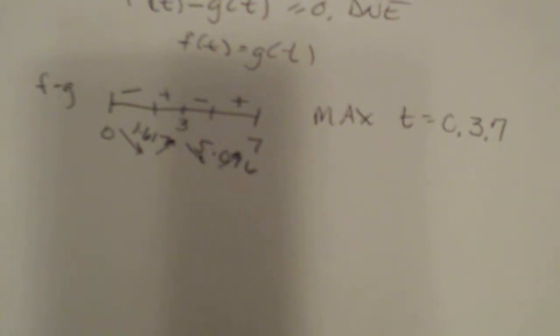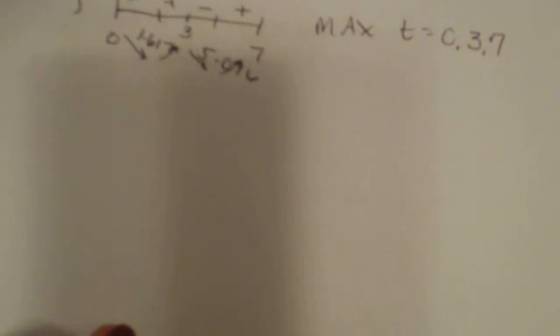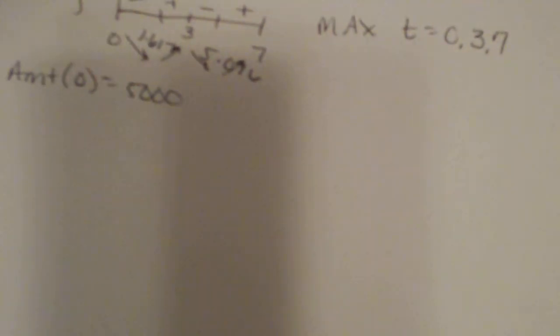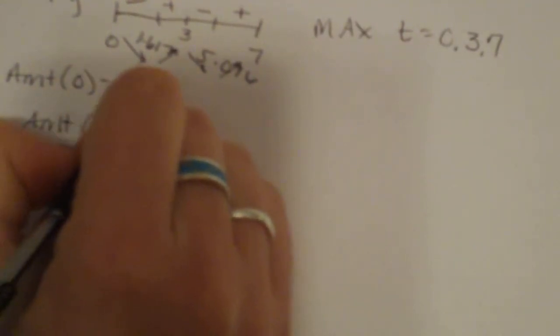So now what I need to do is figure out how much water is actually in the tank at those different times. I have to test my points at 0, 3, 7. Well, here's the nice thing. The amount of water in the tank at 0 is 5,000. That's given, that's initial.